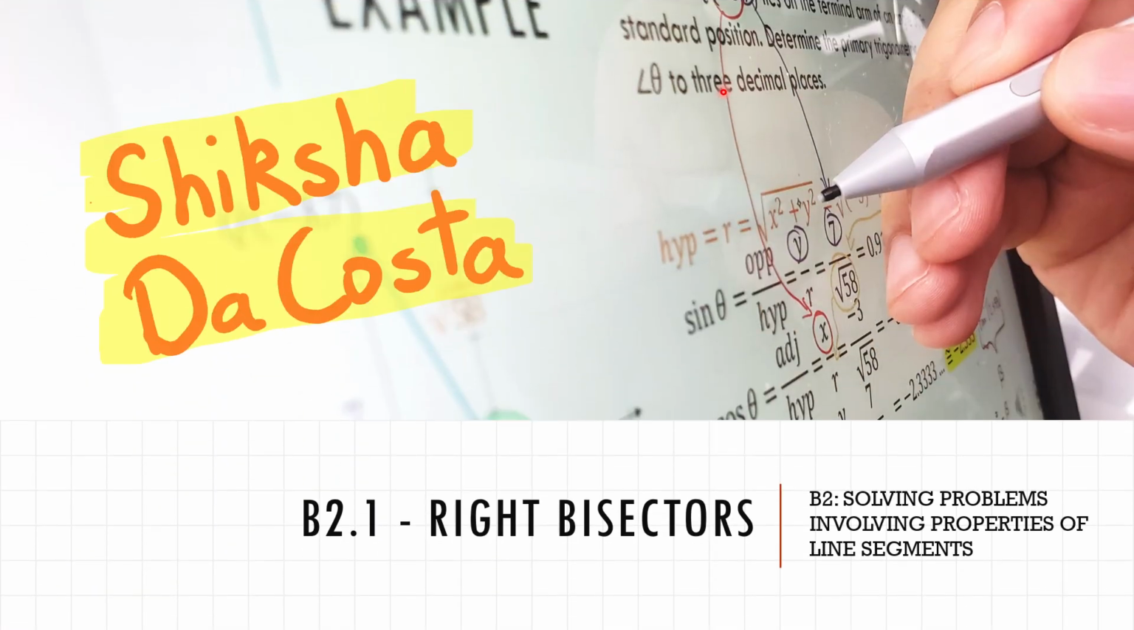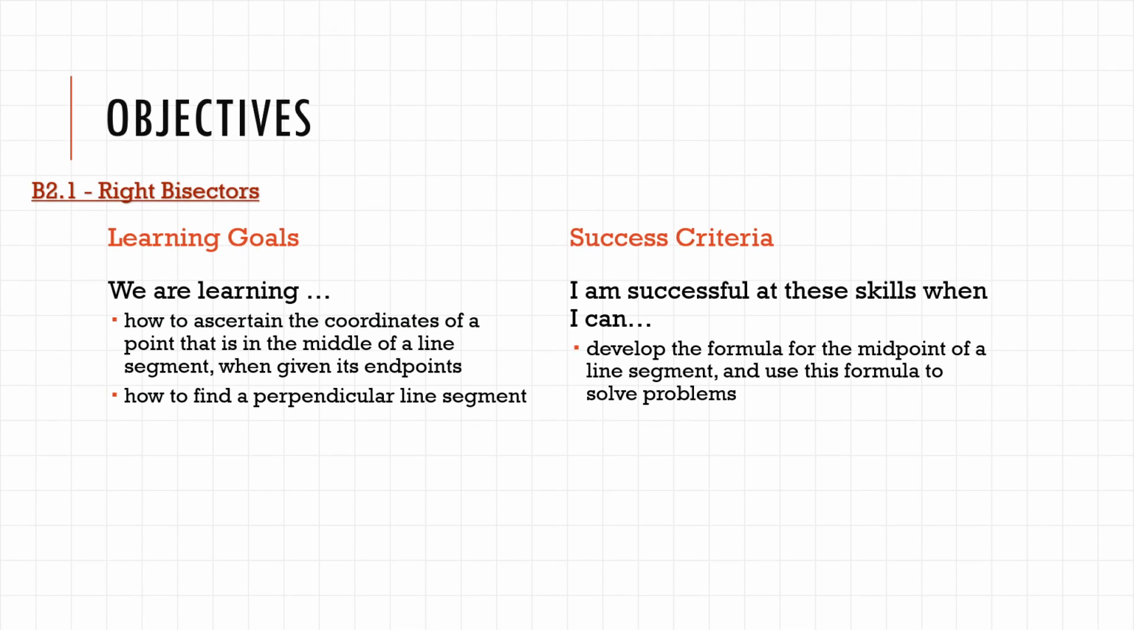Today we're going to learn about some perpendicular bisectors. In this lesson, you'll learn how to ascertain the coordinates of a point that's right in the middle of a line segment if you're given its endpoints. And you'll also learn how to find a perpendicular line segment.